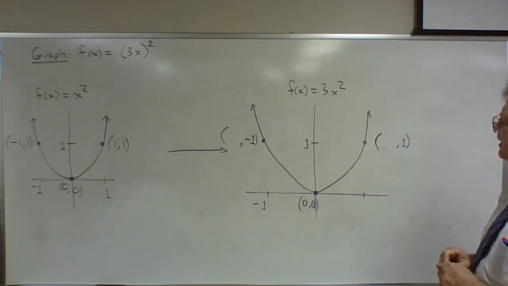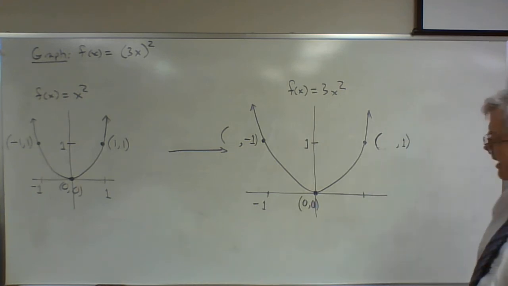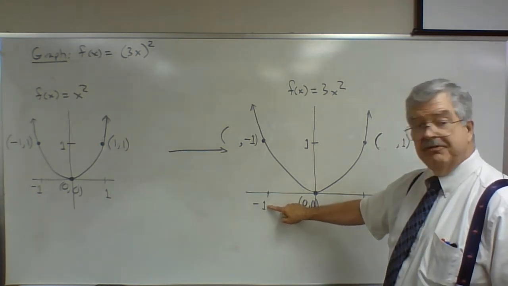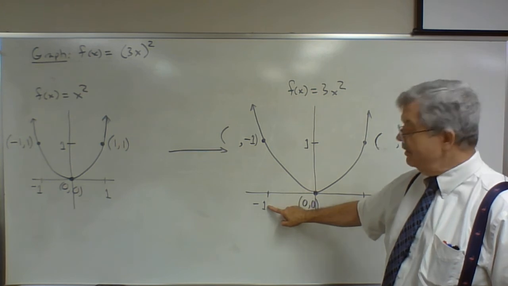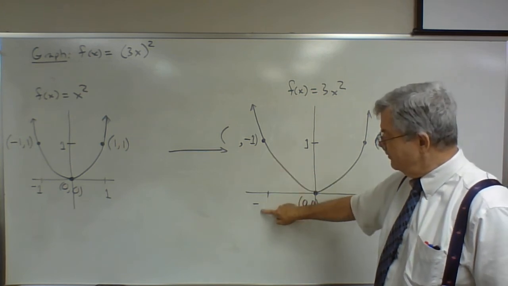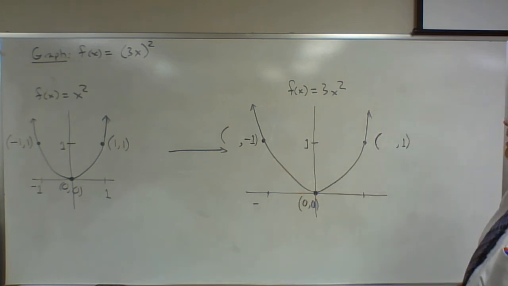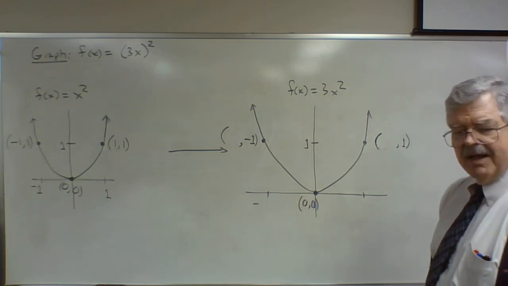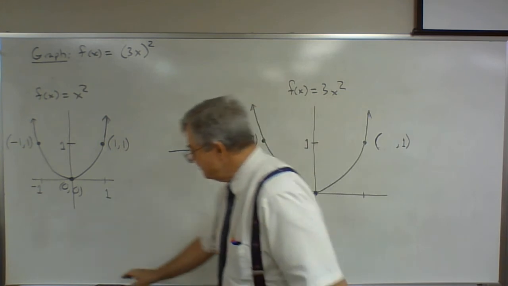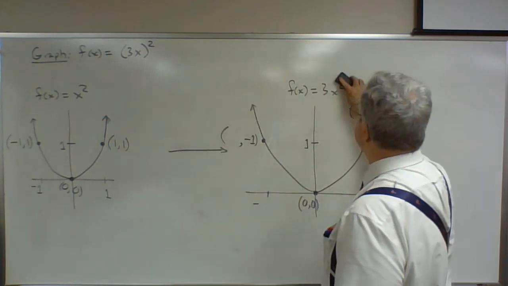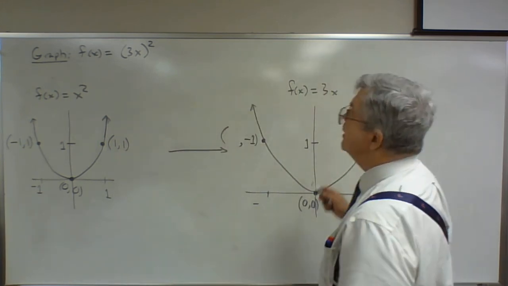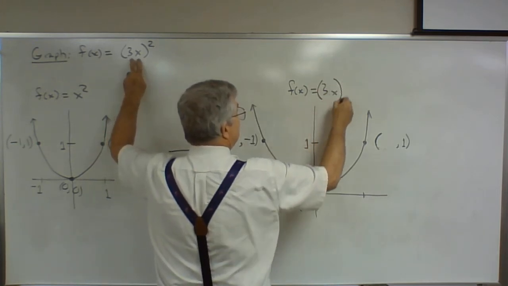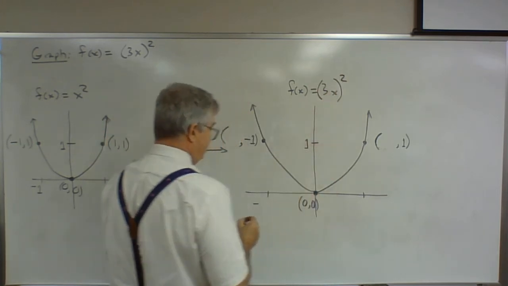Our graph is going to look like this. And I put this down prematurely. I don't think this is really going to be the x-coordinate of that point. Oh my goodness, I did something else really silly. It's 3x in parentheses squared.